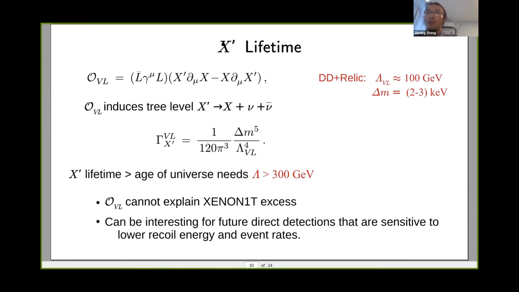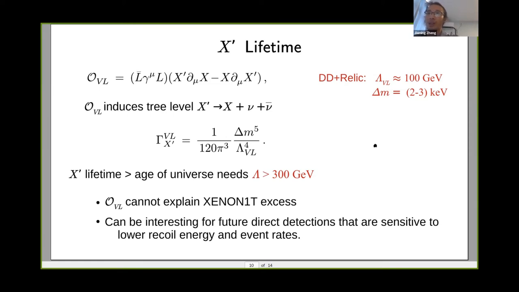So the X prime lifetime, that is the lifetime of the heavier component, might be a bigger concern, because for the vector interaction that couples to the left-handed fermion, if the dark matter couples with the left-handed electron, then by the SU(2)L symmetry of the standard model, it means it also has to couple to left-handed neutrinos. This unfortunately implies that the X prime would decay to X plus two neutrinos at the tree level. And the requirement for the X prime lifetime would need the cutoff of this interaction to be larger than 300 GeV, which surely contradicts the 100 GeV requirement from direct detection plus relic density.